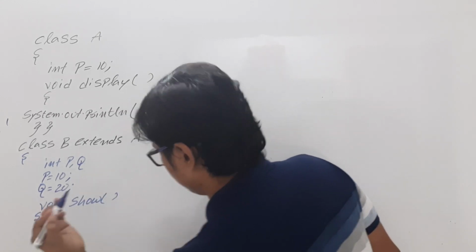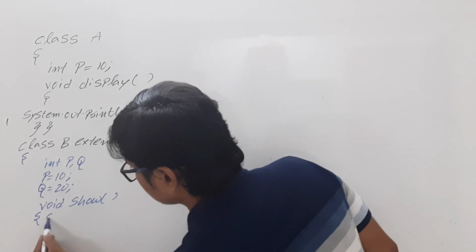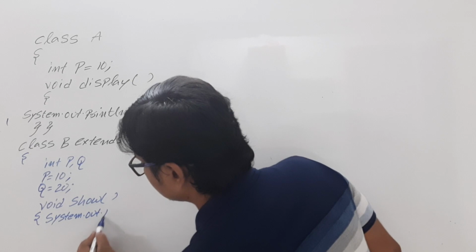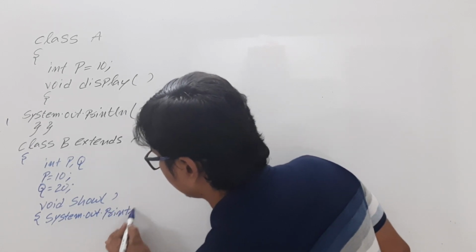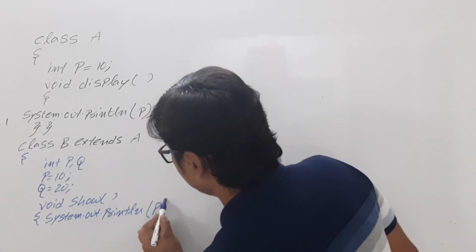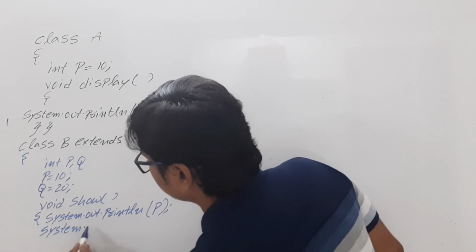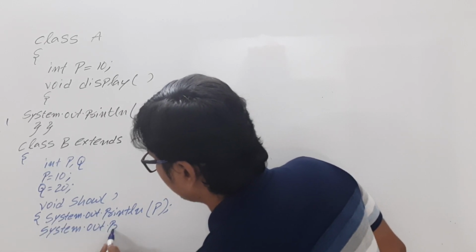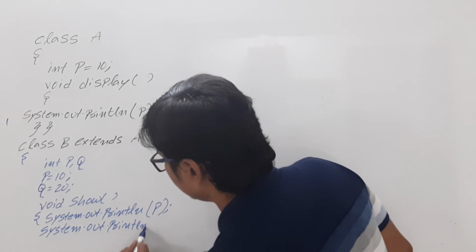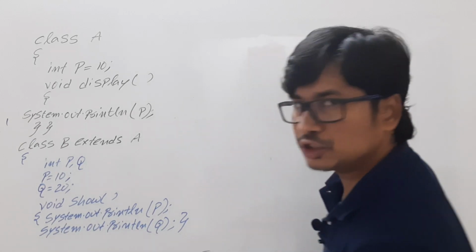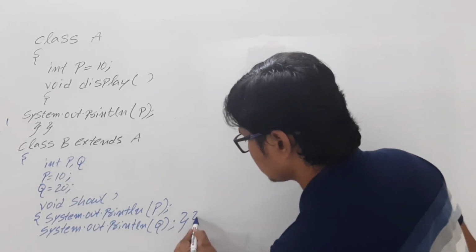Inside this method, I have written system.out.println and I'm printing the p value. Similarly, I'm writing system.out.println q value. Let me close the method called show. Let me close the class.